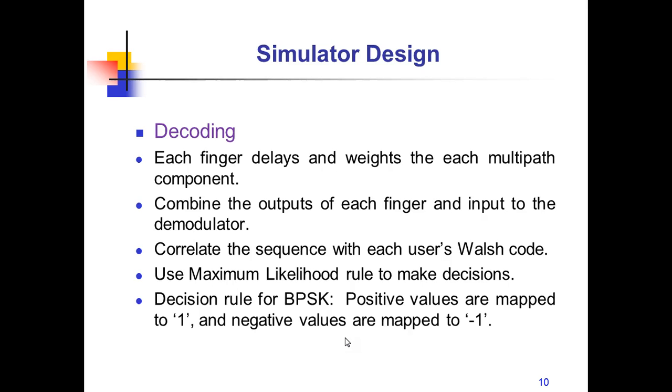Because the receiver has the knowledge of each user's Walsh function, coherent demodulation is used here. Then the decision device is used to make decisions. We use the maximum likelihood decision rule. Because the transmitter uses BPSK, the threshold of the ML demodulator is 0. Positive numbers are mapped to 1 and negative numbers are mapped to -1. Finally, it converts all the -1 to 0. Thus, the information bits are recovered.